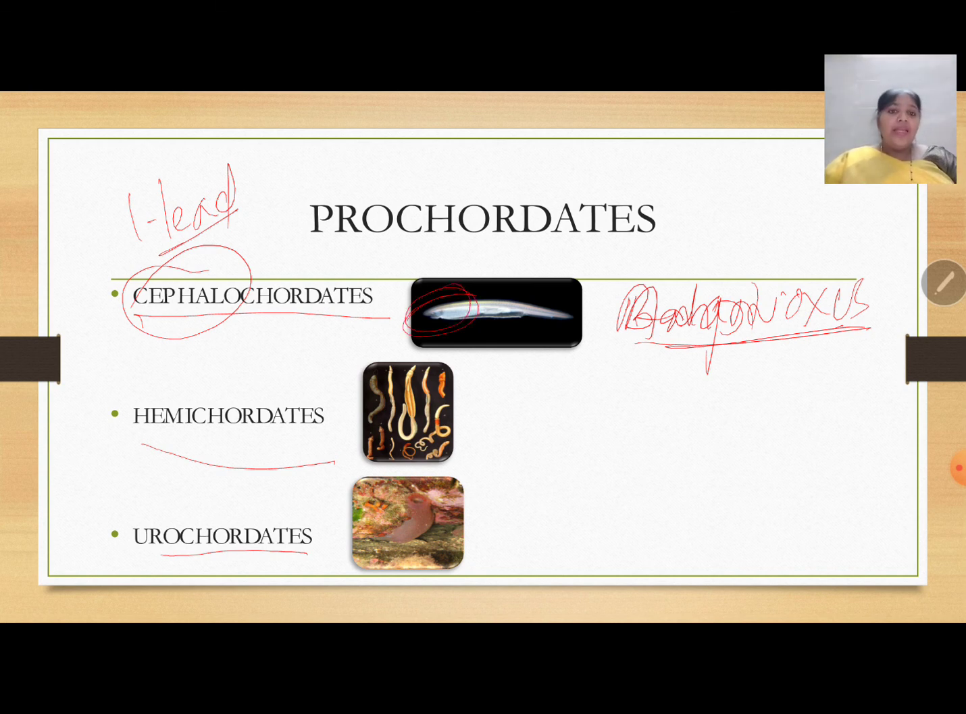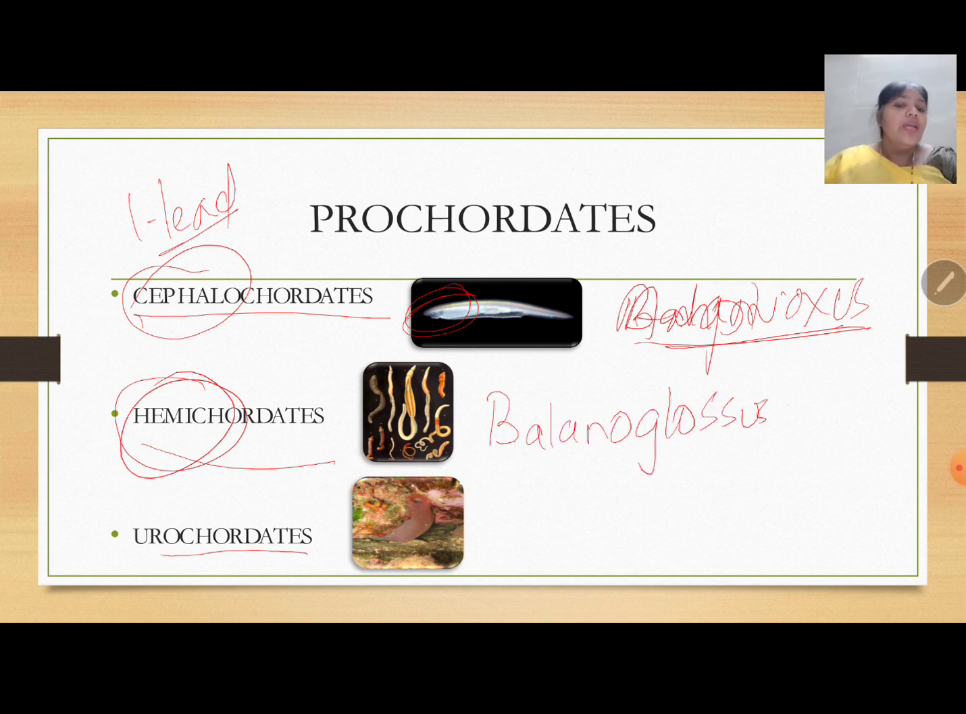Then you come across a word called hemichordate. What is hemichordate? An example for hemichordate is only Balanoglossus. Here you can see the extension of notochord up to half the body. Hemi means half.